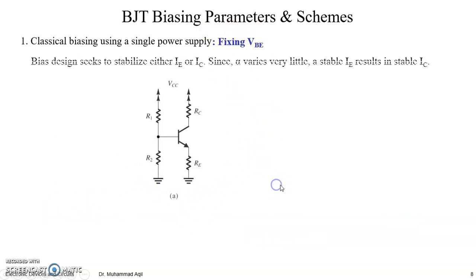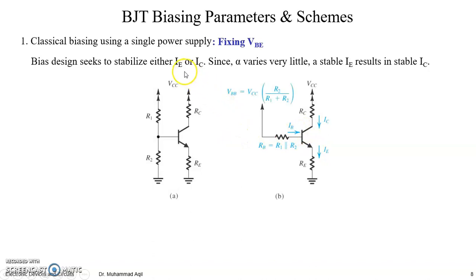So let's start with this one, right? What we want is for our transistor parameters to be stable in the absence of an AC signal, right? So it means our design seeks to stabilize either IE or IC. We want to stabilize IC. Same thing as IE, right? Because they have a relation of alpha, and alpha is very close to one. So if you stabilize IE, it is the same as stabilizing IC, right? So let's stabilize IE, and effectively we are going to stabilize IC, right?